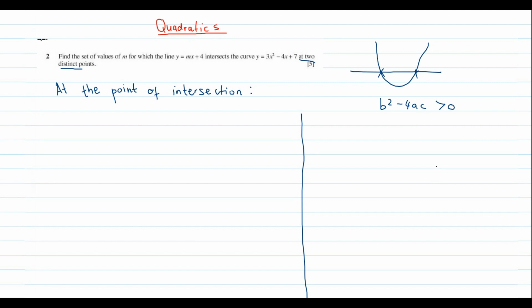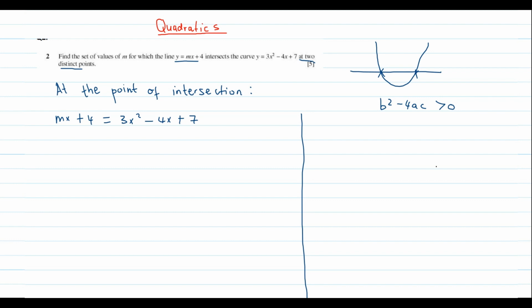So knowing this, we can deduce that since the curve and the straight line are intersecting, at the point of intersection mx plus 4 will be equal to 3x squared minus 4x plus 7. Now I'm going to simplify that so that I have a quadratic equation equating to 0.